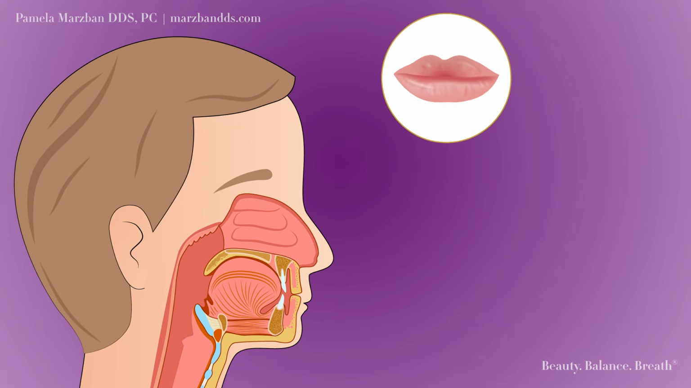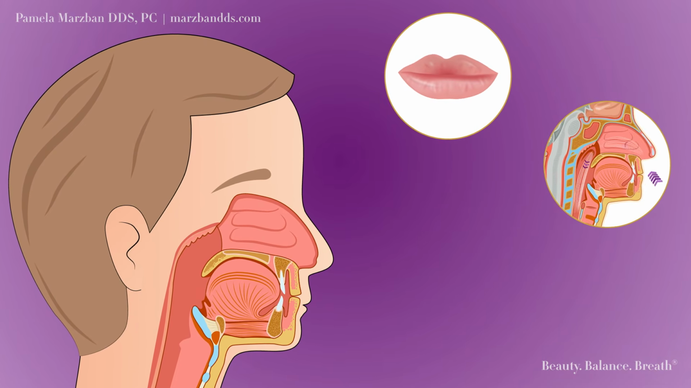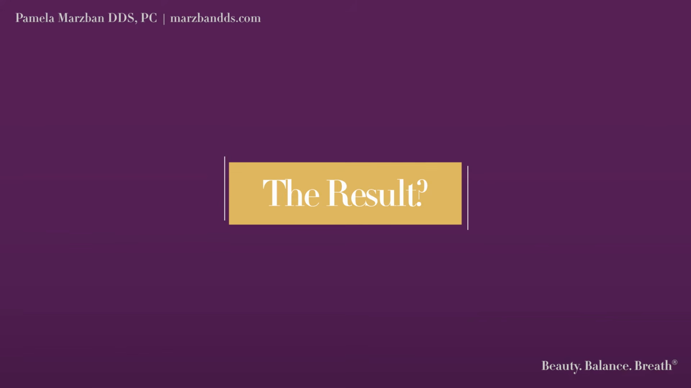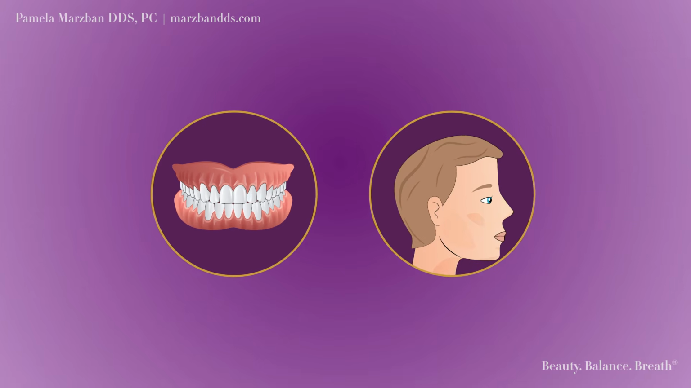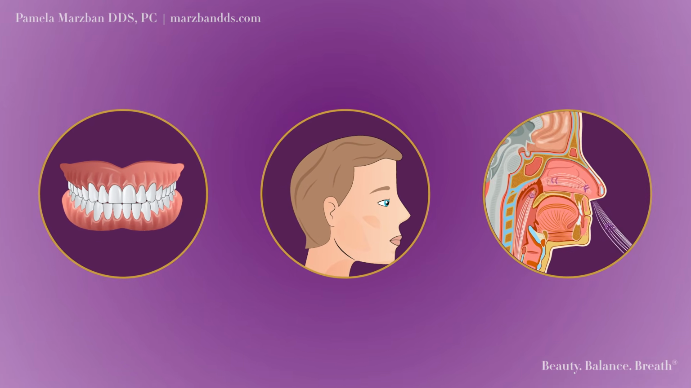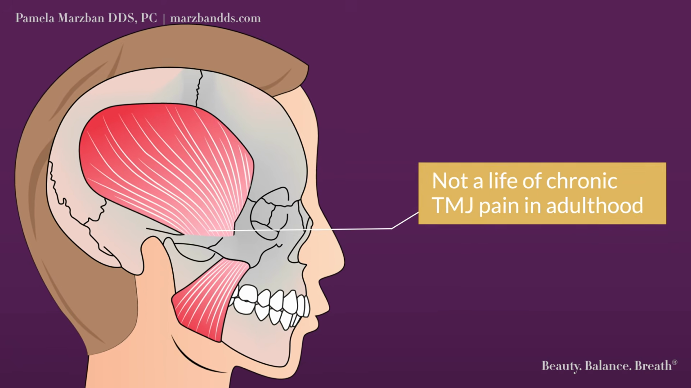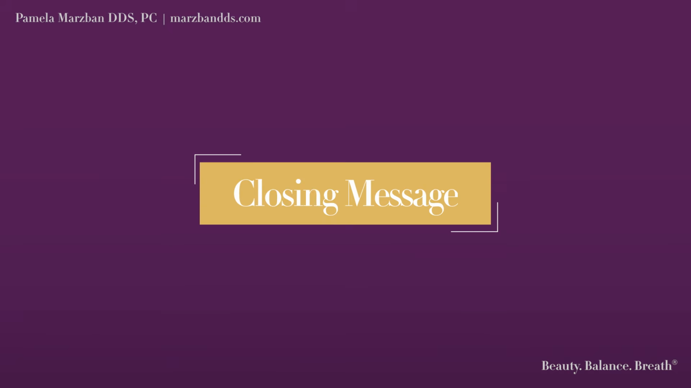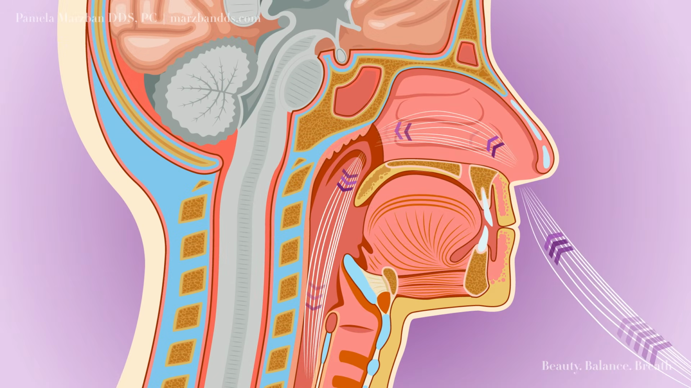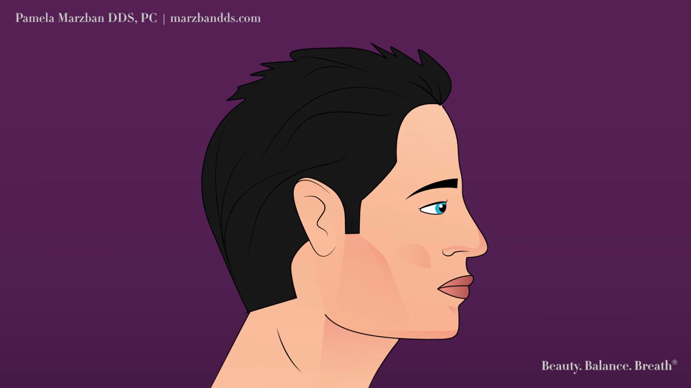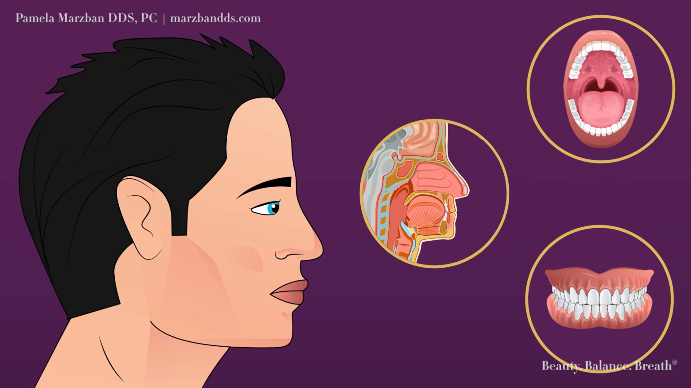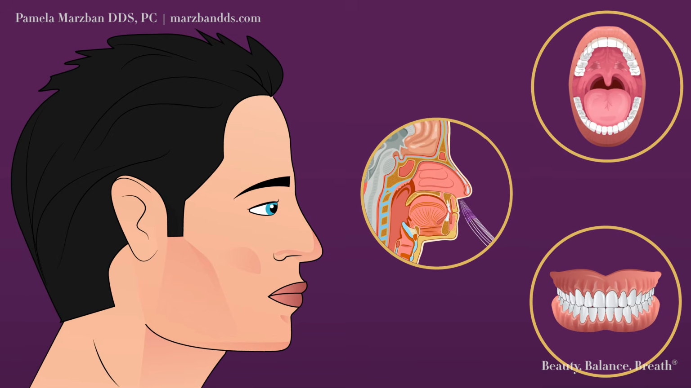When children nasal breathe, their lips are sealed, their tongues rest against the palate, and their jaws grow forward and wide. The result? Straight teeth, full, balanced faces, healthy airways, and not a lifetime of chronic TMJ pain in adulthood. It all starts with nasal breathing, so the tongue can guide full forward beautiful faces, wide jaws, straight teeth, patent airways, and a lifetime of healthy breathing.